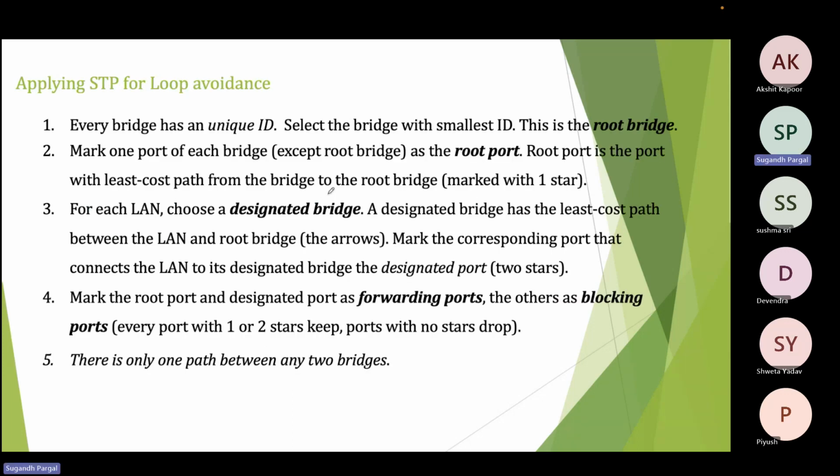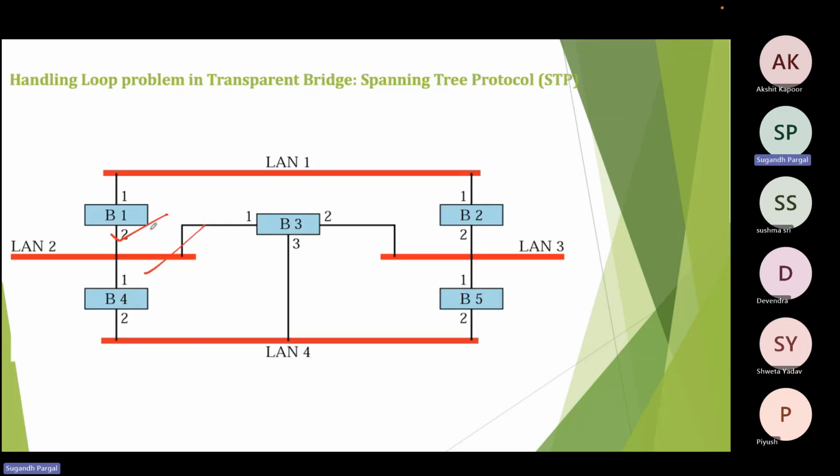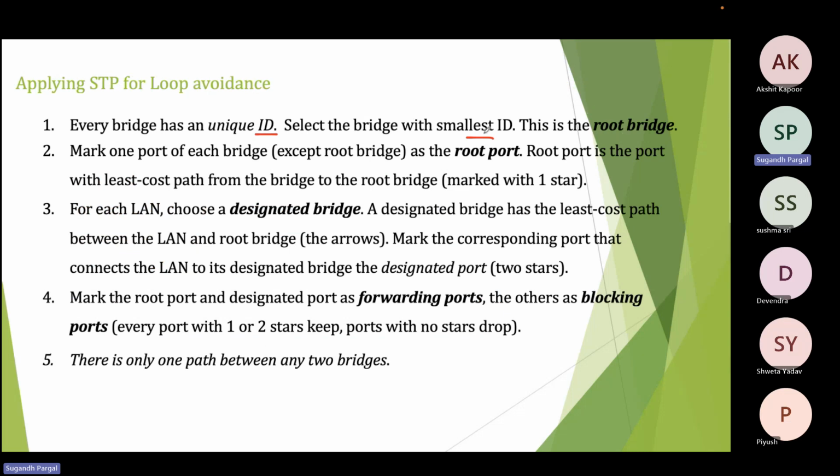So how to apply a spanning tree? I'll just give a broader idea. If you want to know the details, you can ask then. Every bridge has a unique ID. It selects the bridge with the smallest ID. Say with the smallest ID, here we first select bridge B1. Then this is called the root bridge.